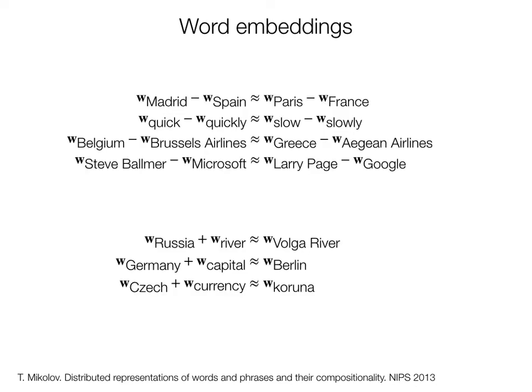And it turns out that this doesn't only hold for the capital-of relationship. There are quite a lot of aspects of world knowledge that are captured by these word vectors.